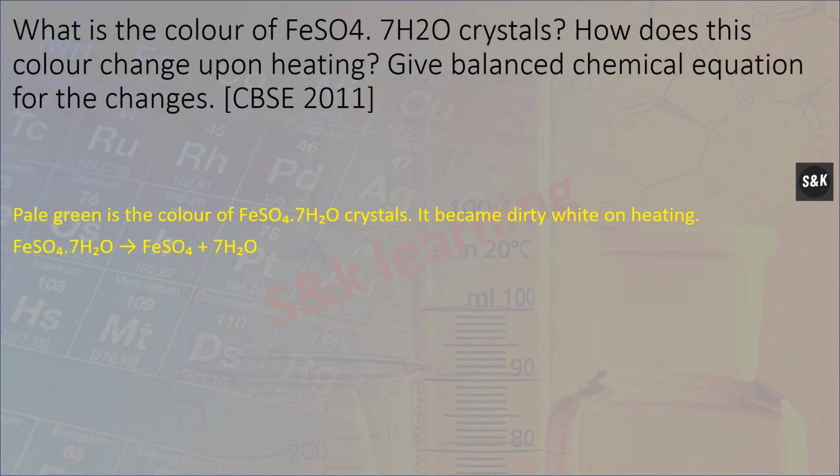What is the color of ferrous sulfate .7H2O crystals? How does this color change upon heating? Give the balanced chemical equation for the change. Pale green is the color of ferrous sulfate .7H2O. It becomes dirty white on heating.